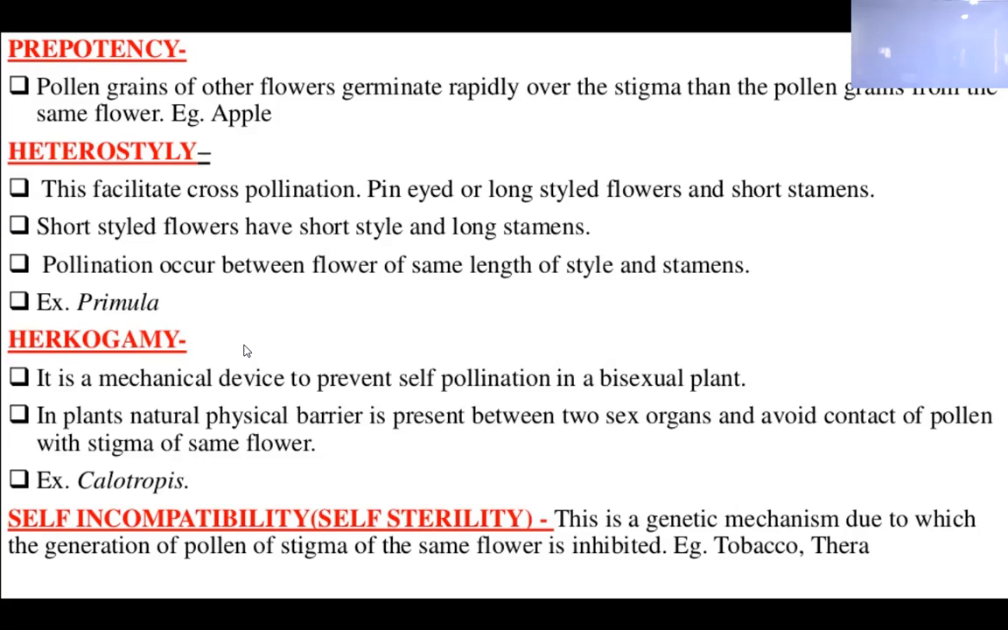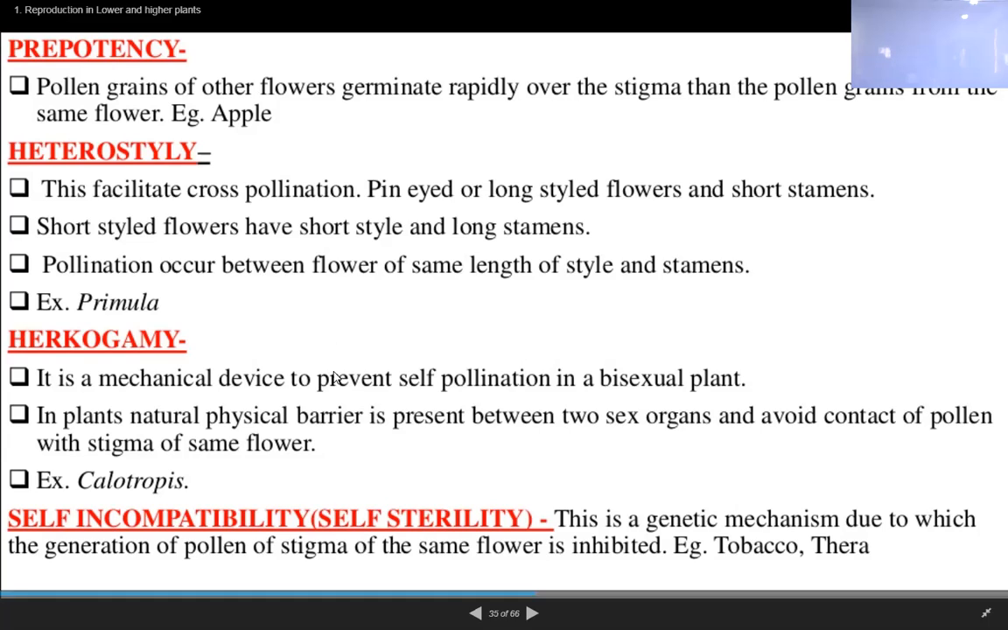Okay, understood? I hope it is clear now. Yes, sir. Very simple. So we have talked about outbreeding devices to avoid self-pollination. What is the cause of self-pollination? It is inbreeding depression. And to encourage cross-pollination, we have talked about several devices, how exactly they work.